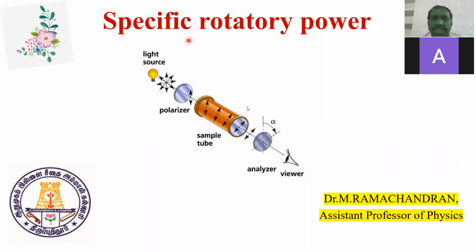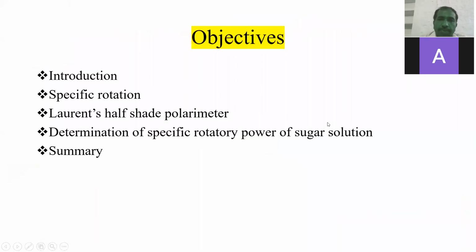But let us discuss the specific rotatory power in detail. Today's objectives are an introduction to specific rotation, what is meant by specific rotation, and how to calculate the specific rotatory power by Laurent's half-shade polarimeter. Then the experimental determination of the specific rotatory power of a sugar solution will be discussed. And finally, a summary of today's talk.